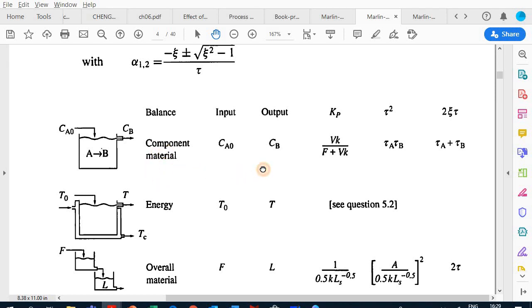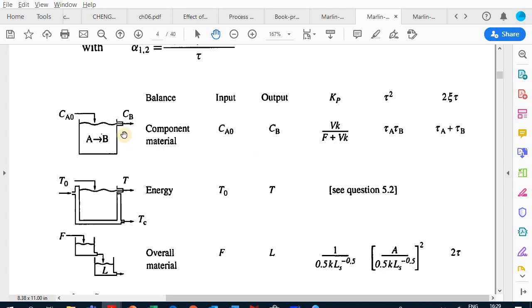And again here, if we look at our system, which is a second order in which we are looking at CB, so CB is a function of CA, and CA is a function of CA naught. So we have two transfer functions multiplied, and we are going to get a second order. So CA naught is the input, output CB, and this is my K and tau squared, which is the square root. Okay, if you want to find tau, it is the square root of tau A and tau B. And of course, we already went through this, right? And you're going to have 2 xi tau, which is equal to tau A plus tau B. Okay, what else do we have?